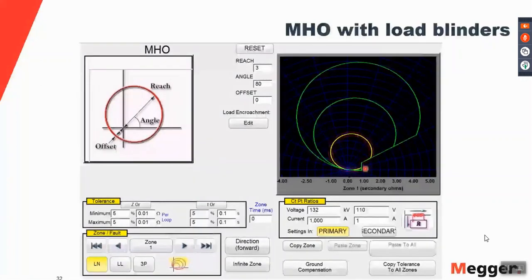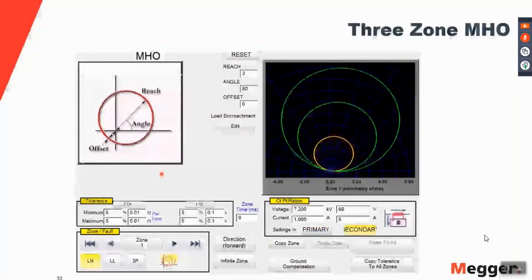Now, this screen that we have here is a screen from a software that allows you to configure all of the features of the Mho characteristic for the line to neutral, line to line, or three-phase faults. It allows you to do the ground compensation, and then it allows you to test those characteristics. There is also the three-zone Mho, as you can see here.